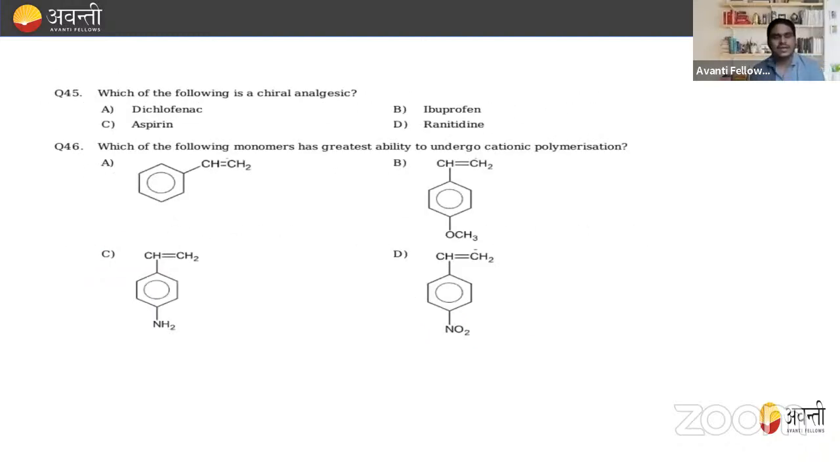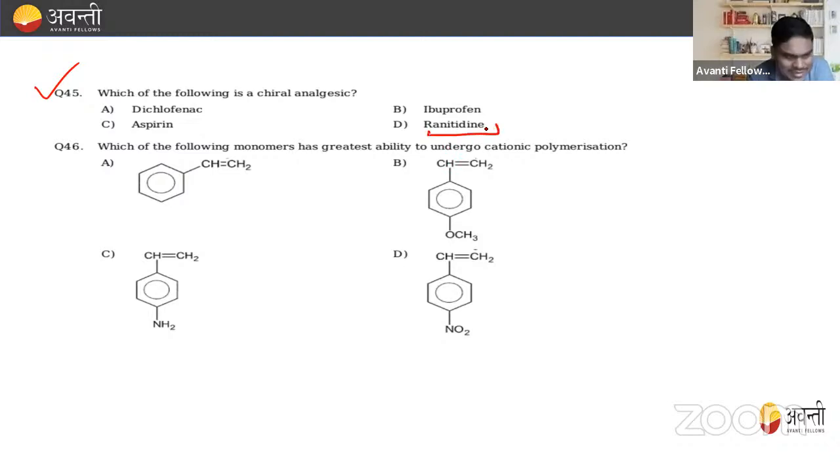So now move to the next question, that is question number 45. Which of the following is a chiral analgesic? So you have to identify the chiral analgesic. Out of these, which one is a chiral analgesic? We know that ranitidine is an antacid, and dichloromethane and aspirin are achiral. So what is the correct answer for this question?